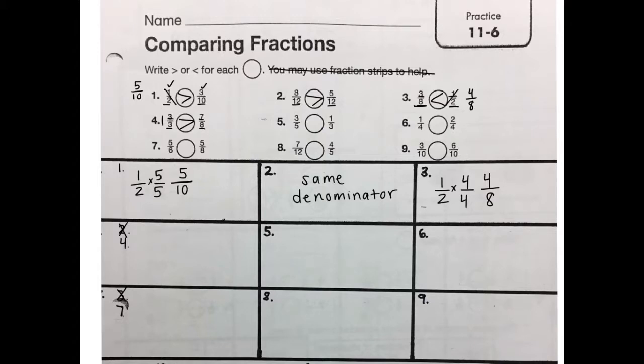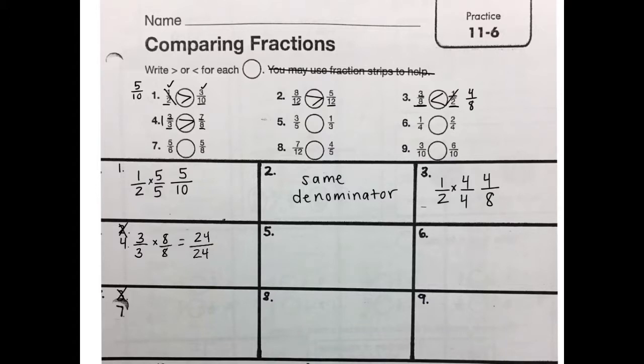I can't change 3 into 8. 3 times something doesn't get me to 8. So I'm going to have to change my fractions into each other. I'm going to have to multiply 3/3 times 8 over 8. 3 times 8 equals 24.